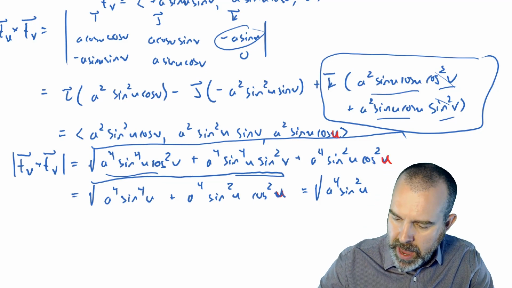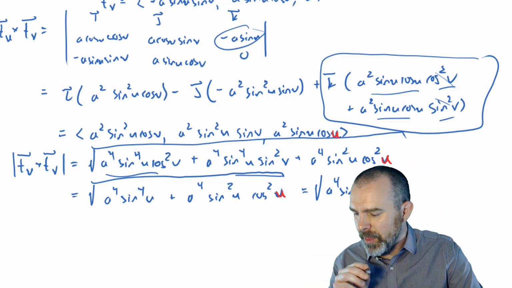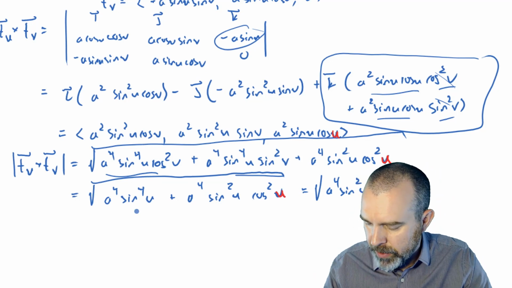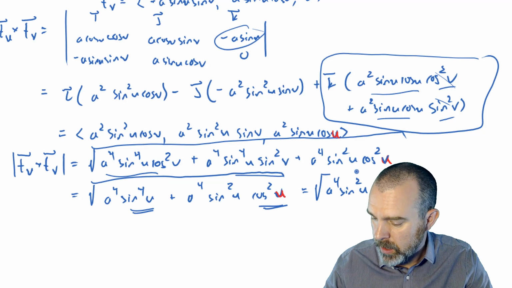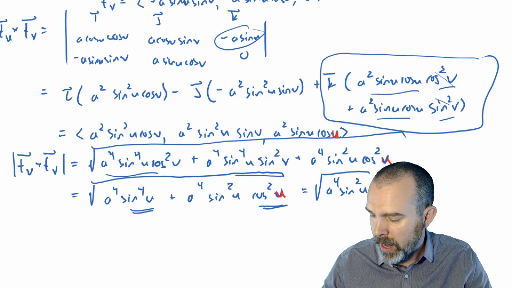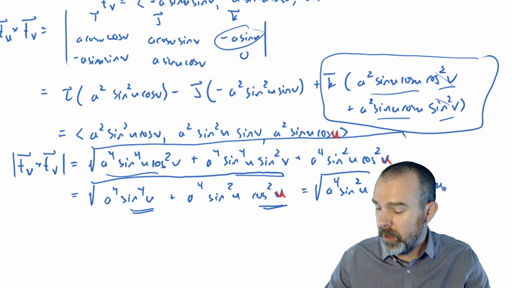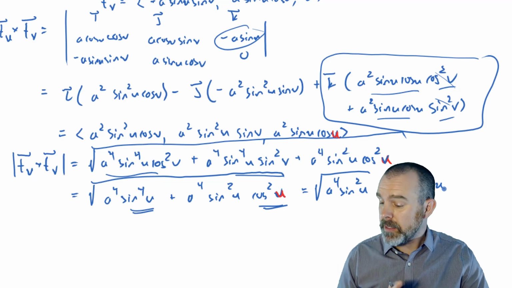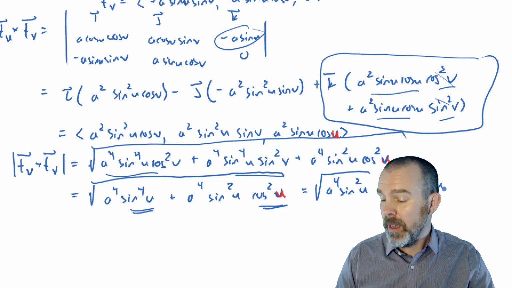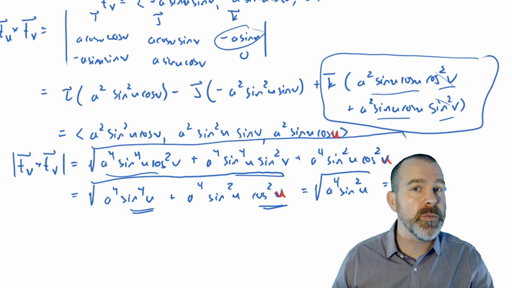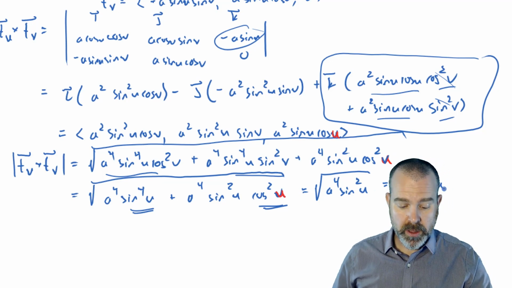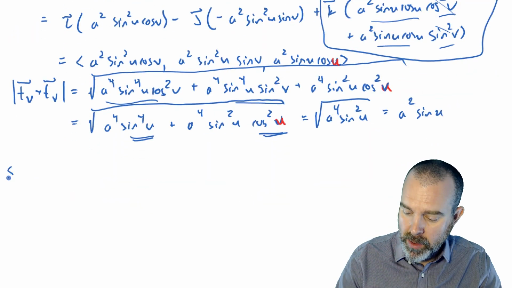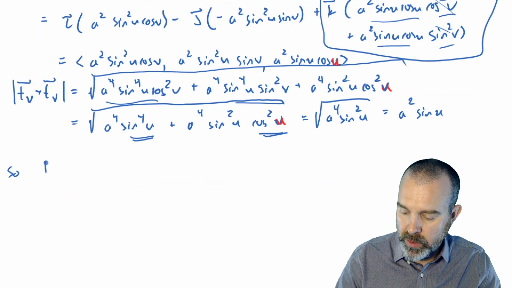And so we factor out a to the fourth sine squared u. We're left with a sine squared u here, and a cosine squared u, so that's 1. And then after all that, we get a squared sine u. You may want to put absolute value there. That's a good idea. But sine u, when u is from 0 to pi, is never negative, so we do not need the absolute value. Okay, now we are ready to do our surface integral.